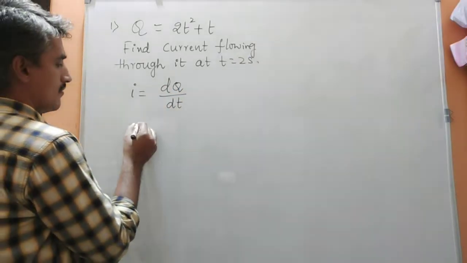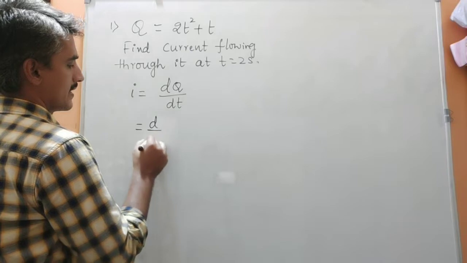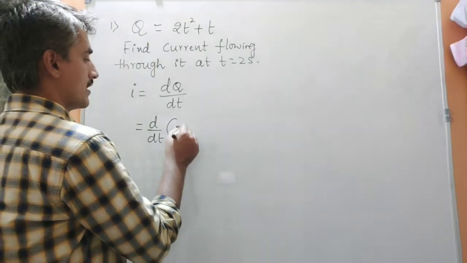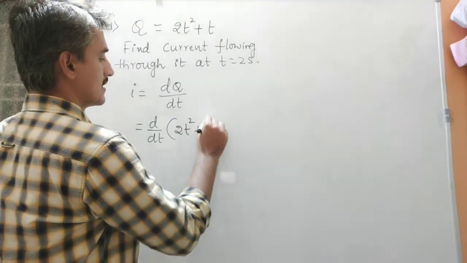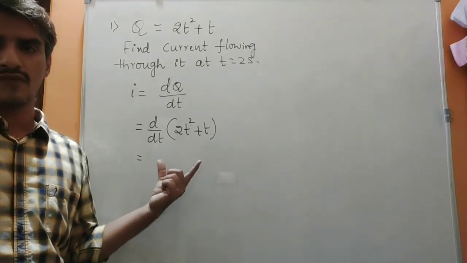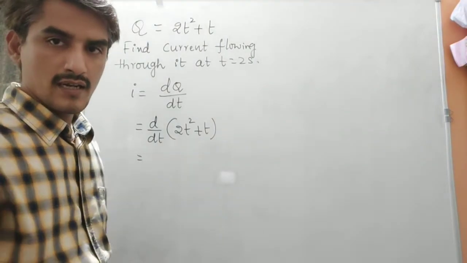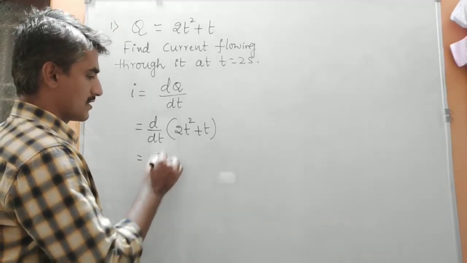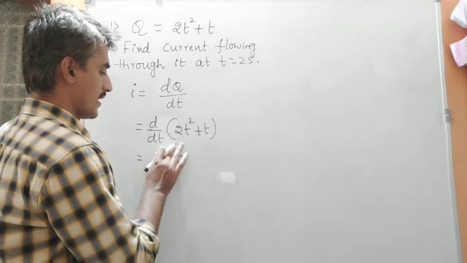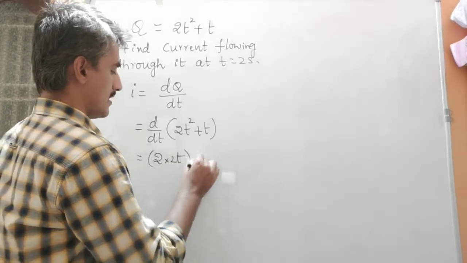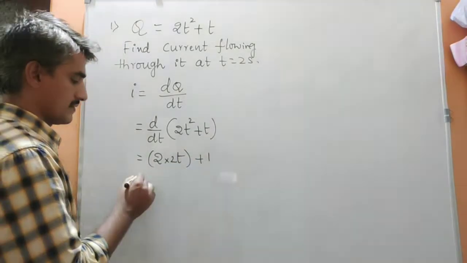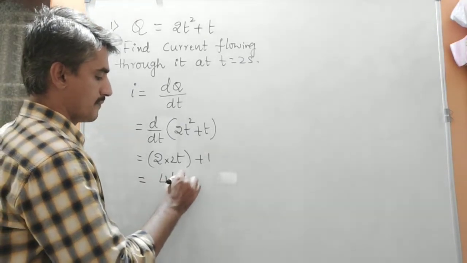Okay. So now what we have to do? d by dt of the Q value we have to substitute here. It is 2t square plus t. Now we know the rules for differentiation. So from that, we can write it as 2 into d by dt of t square, which is nothing but 2t. And d by dt of t is 1 here. So from this we can get 4t plus 1.